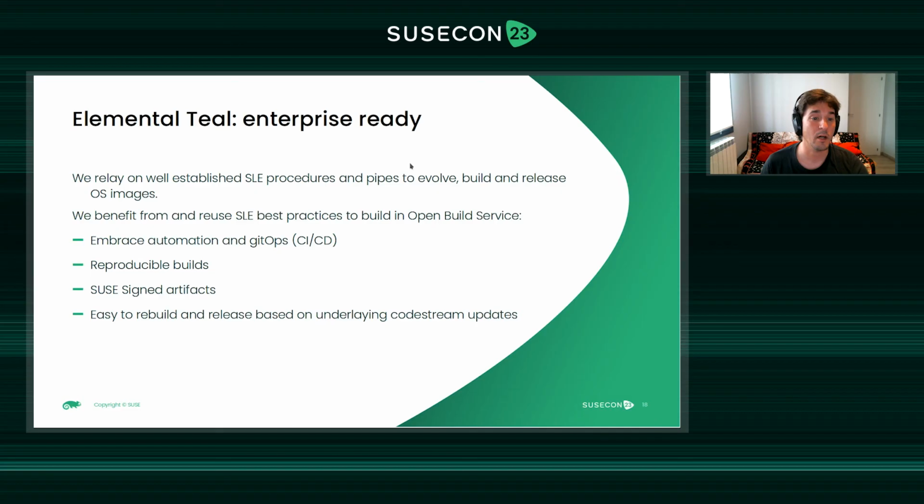We embrace automation to get things included quickly within the Open Build Service. The Open Build Service also provides us with reproducible builds with SUSE signed artifacts. It also means it's easy to rebuild and release based on underlying code stream updates. This is relevant: if we get security updates from SUSE Linux Enterprise, it gets rebuilt automatically, and we can quickly test and verify there are no regressions and release it. So it allows us to react in a quick and safe way.